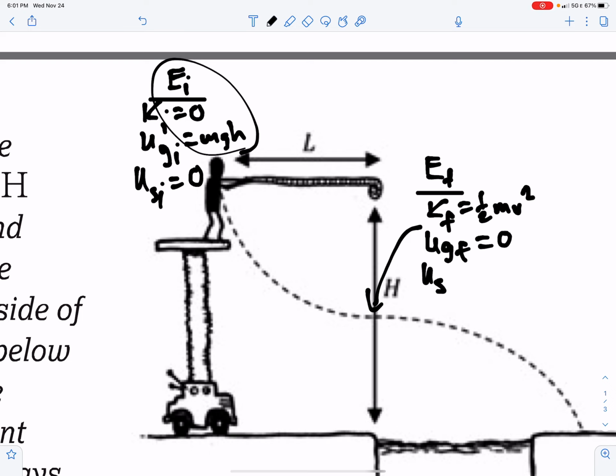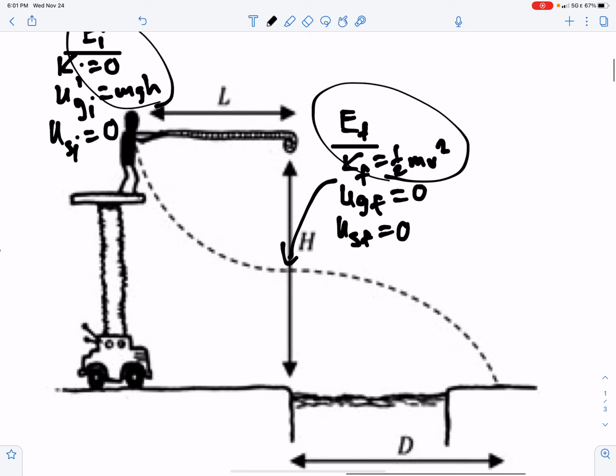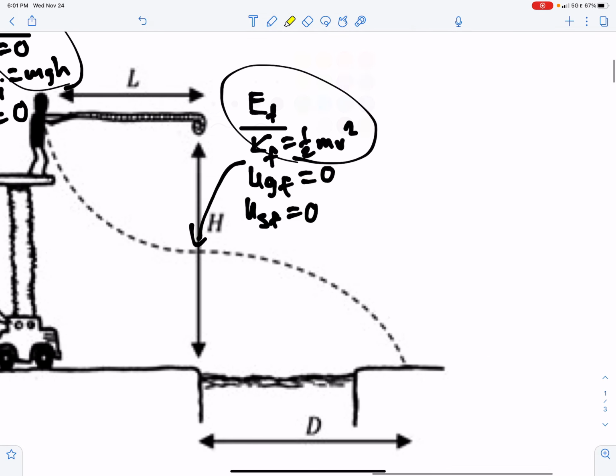And yes, spring potential energy is also still 0 because, again, there's no spring. So the initial energy is mgh. The final energy is 1/2 mv squared. And that final speed, guys, that final speed right there, that corresponds to the launch speed right here, which would be v naught x, the launch speed of the projectile.